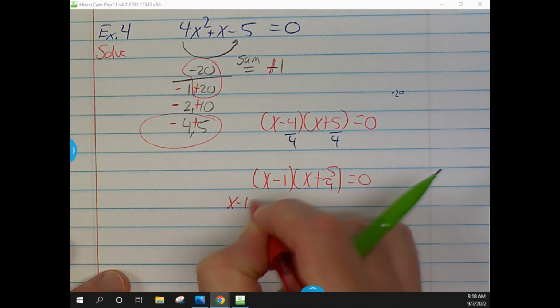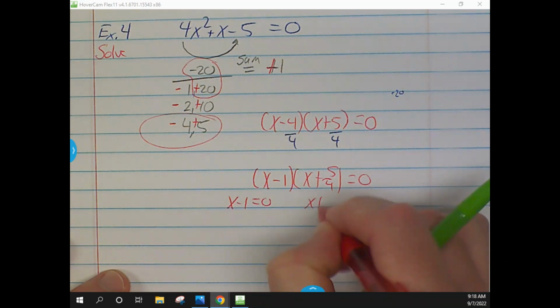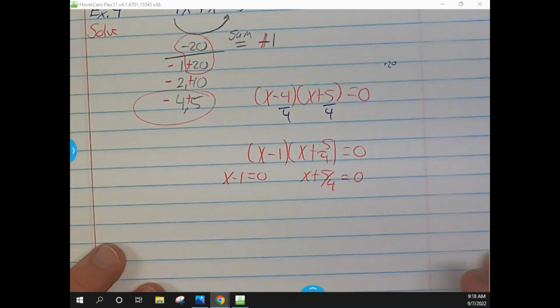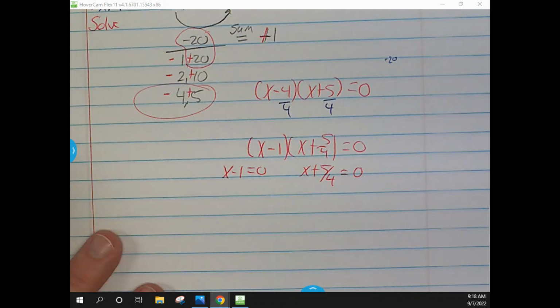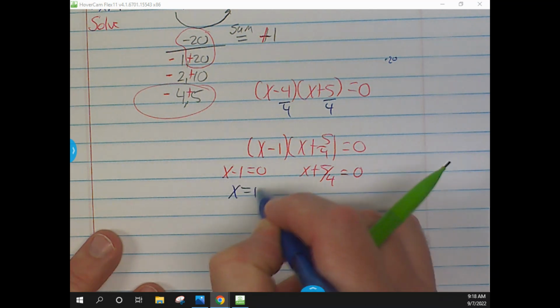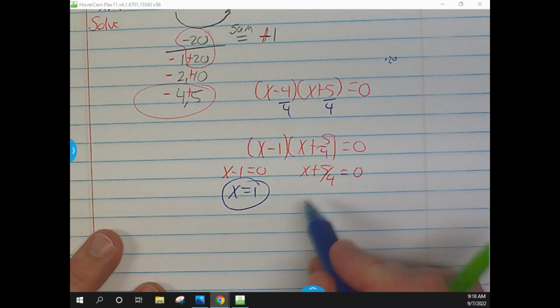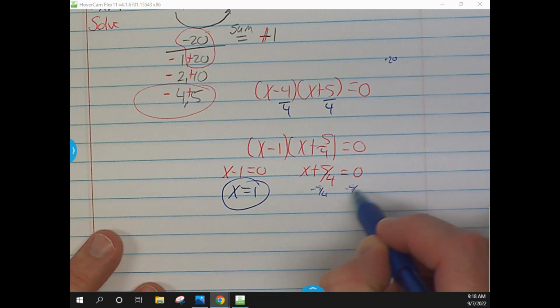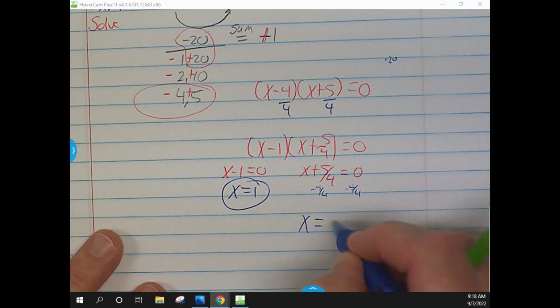So you set this equal to 0 and you set this equal to 0, and some people are freaking out because they're like, I don't like fractions. Okay, but hang on just a second though. Because when we solve this one, we add 1 to both sides. We get x equals 1. If this is x plus 5/4, all we're really going to do is subtract 5/4 from both sides. And we're going to get x equals negative 5/4.